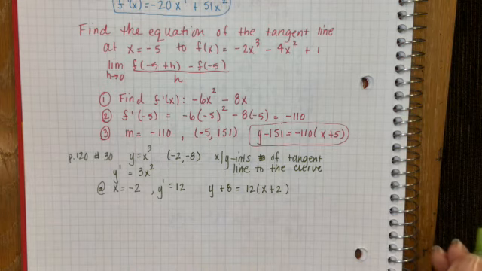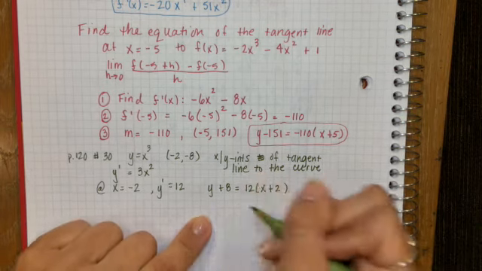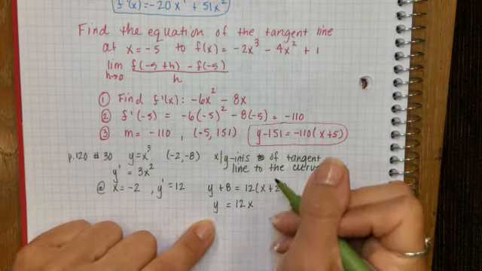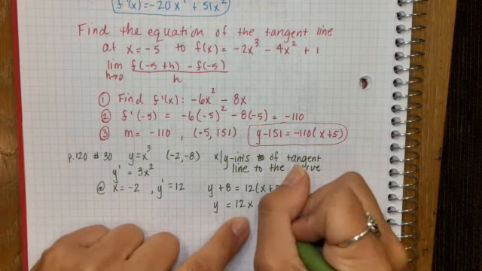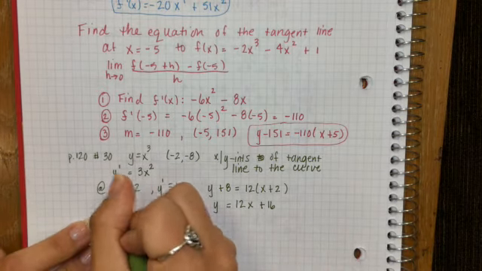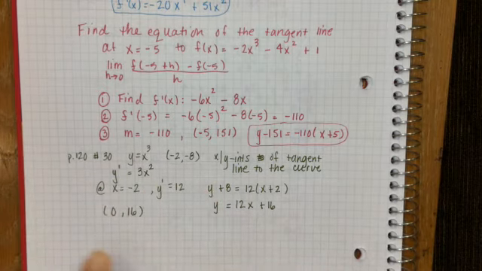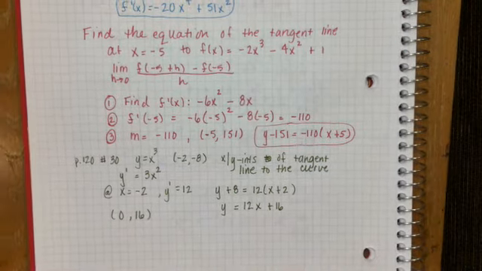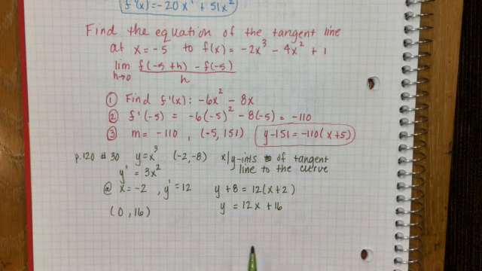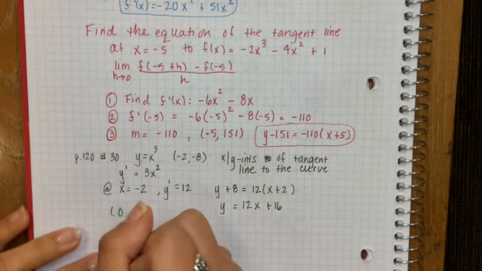I am going to convert it to slope-intercept form so that I can find the y-intercept rather quickly. So this is going to be y equals 12x plus 24 minus 8, I believe is 16. 24 minus 8, yeah. So the y-intercept is 0, 16. You don't need to label it. If x is 0, that's automatically the y-intercept. And then the x-intercept is going to be negative 4/3.